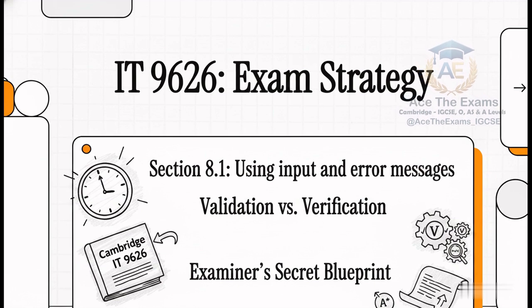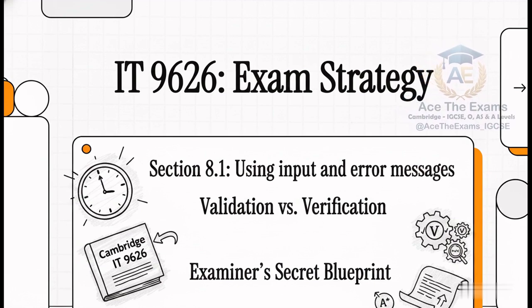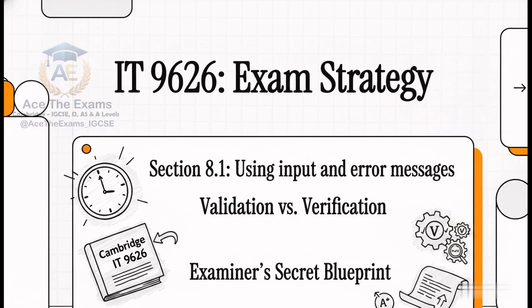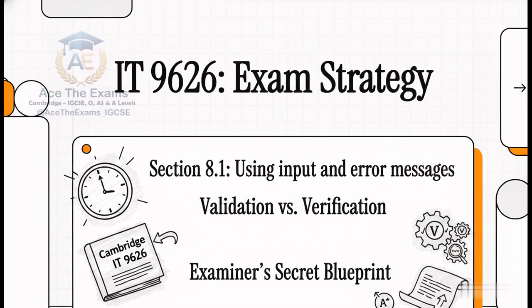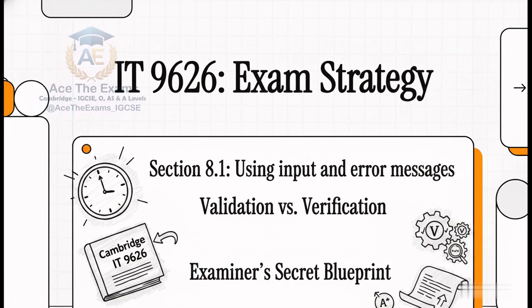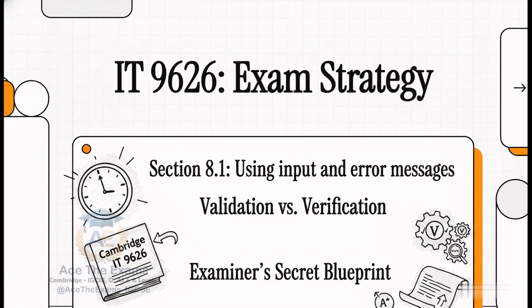The difference between a B and an A star in these exams almost always comes down to how well you understand and apply the principles of this exact topic under intense deadline pressure. It's really not just about what you know. It's about breaking down the story in the question and delivering the precise headline the examiner is waiting for. So let's dive into this, because today we are going to completely decode the examiner's secret blueprint.